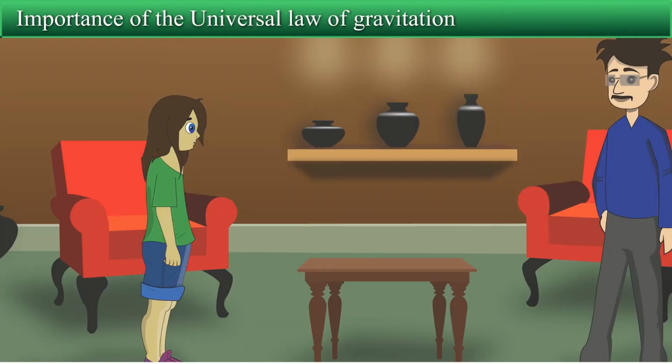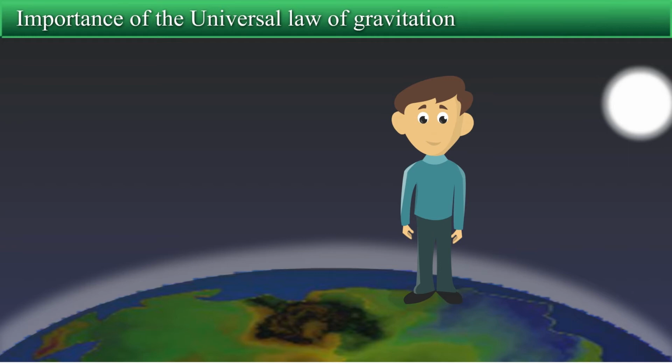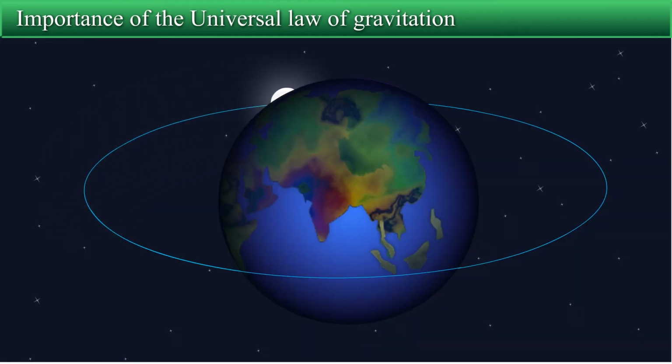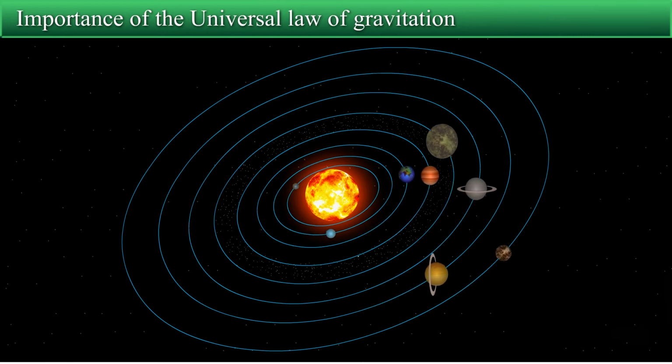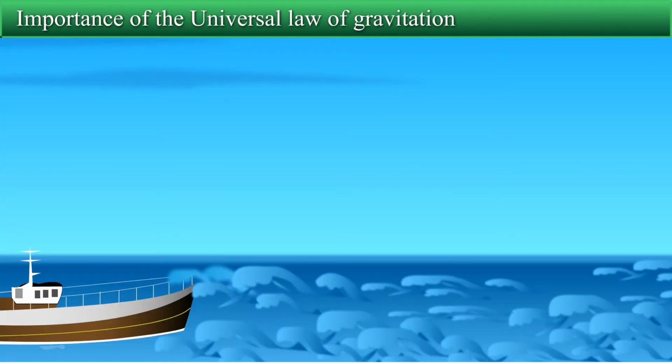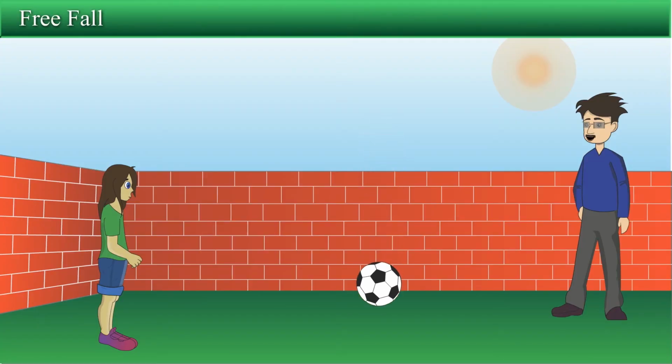Importance of this law. The universal law of gravitation explained several phenomena like the force that binds us to the earth, the motion of the moon around the earth, the motion of planets around the sun, and the occurrence of tides due to the motion of the moon and the sun. What about free fall, Tina?